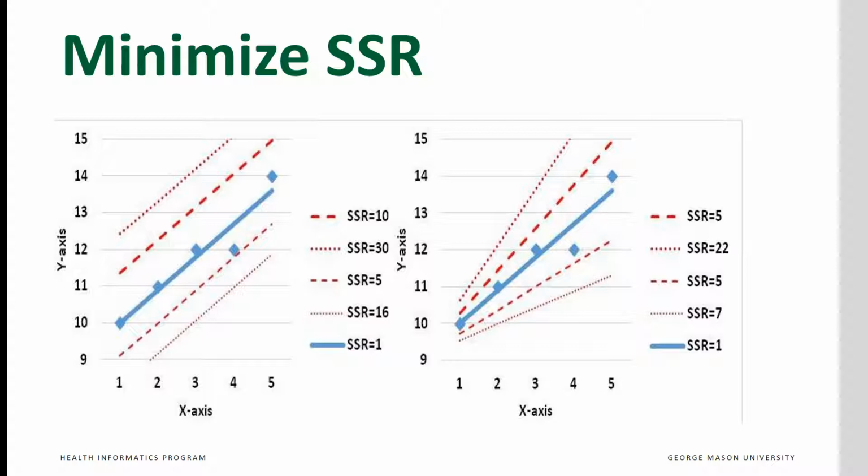The same applies to the right-hand side. In the right-hand side, 5 lines are shown with different slopes. Each line has a different sum of squared residuals. Again, the line with the lowest sum is the regression line. Again, the solid blue line is the line with the best fitted slope.